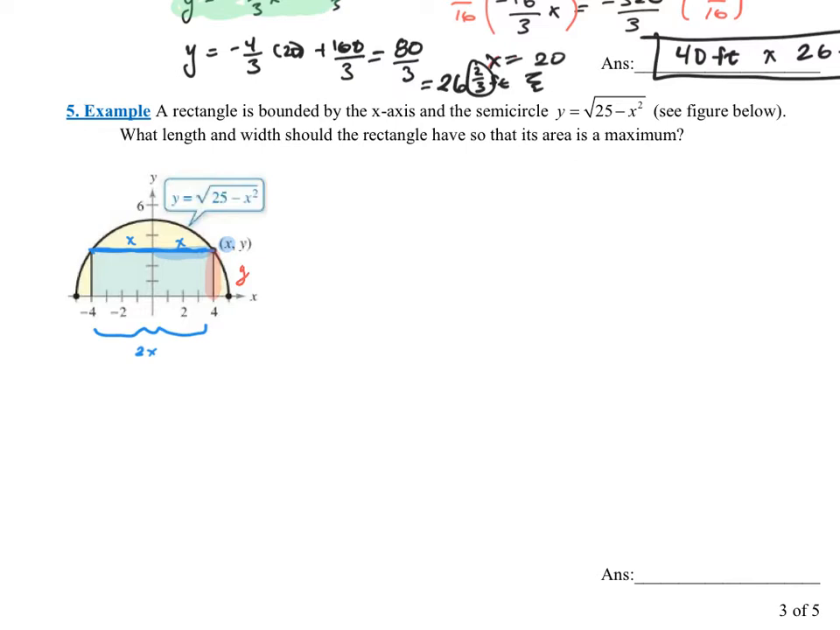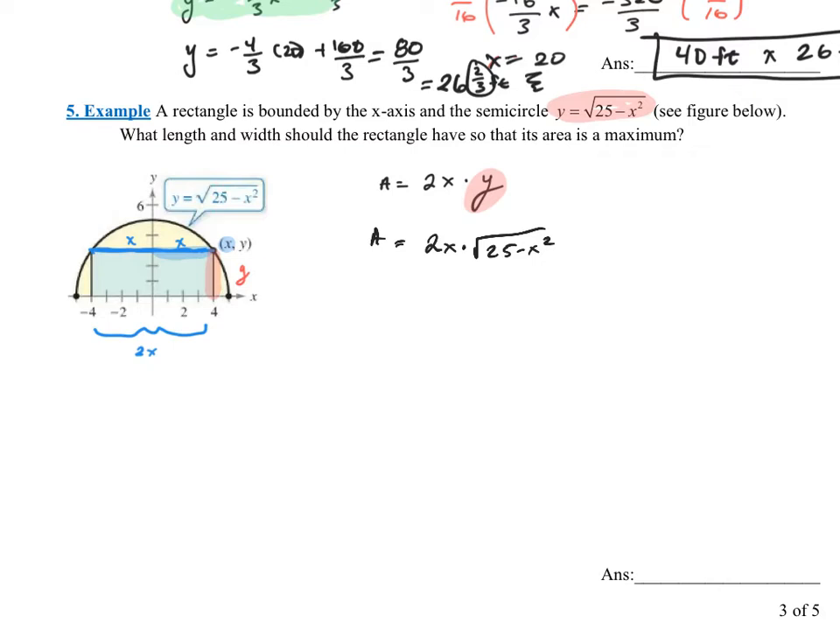So if I want to find the area of this rectangle, the area would be its width, which is 2x, times its height, which is y. Again, it says what length and width should I use to maximize its area, so I want to maximize the area. To maximize the area, I need this in terms of one variable. Right now it's in terms of two variables, but it's not as bad as I think because y is already given to us in the equation. y is the square root of 25 minus x squared. So changing this area equation into one variable, I'd have A equals 2x times the square root of 25 minus x squared. Again, this is the area that I want to maximize.